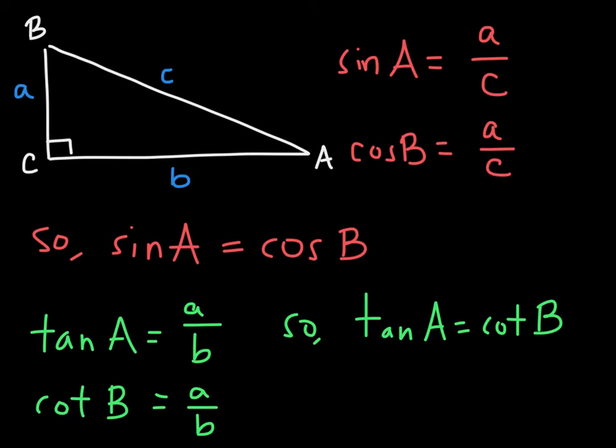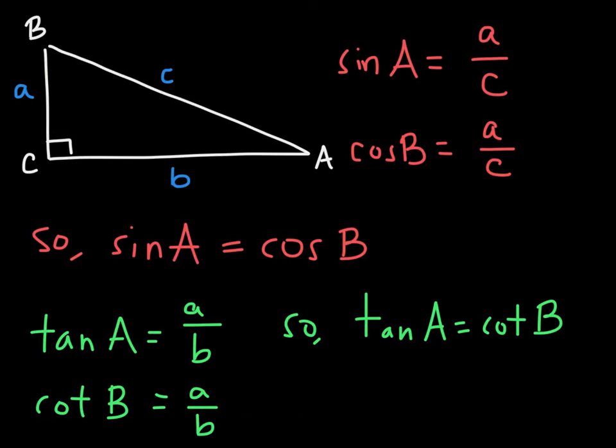Now for a right triangle, we know that the two acute angles, A and B, are complementary, right? Because the three angles within this triangle must sum to 180 degrees, and angle C is already 90 degrees, that must mean angles A and B, these two acute angles, are complementary. They must sum to 90 degrees. A and B are complementary angles.